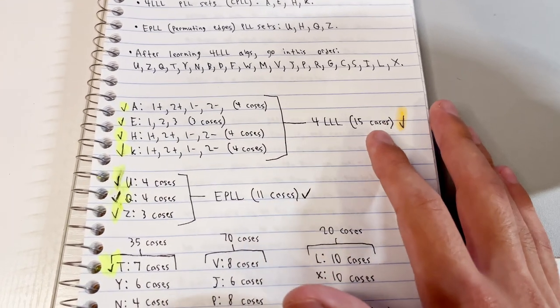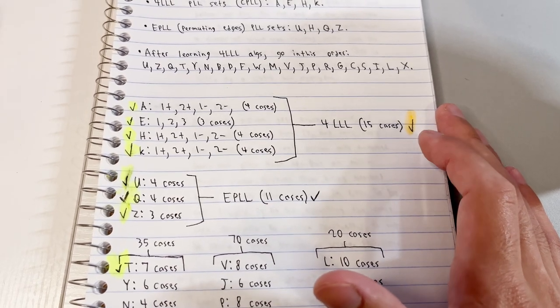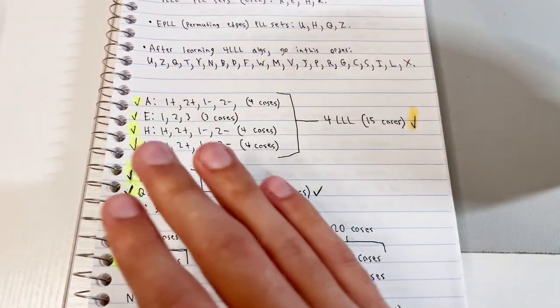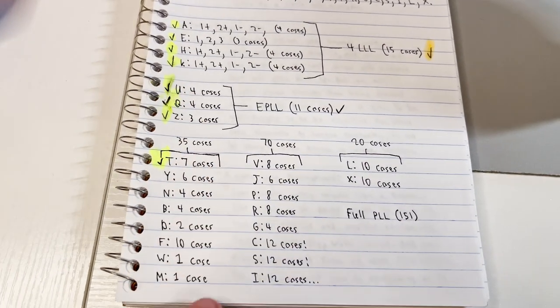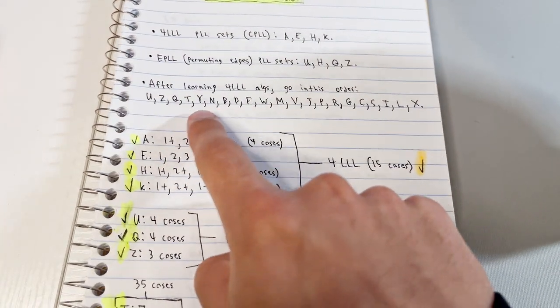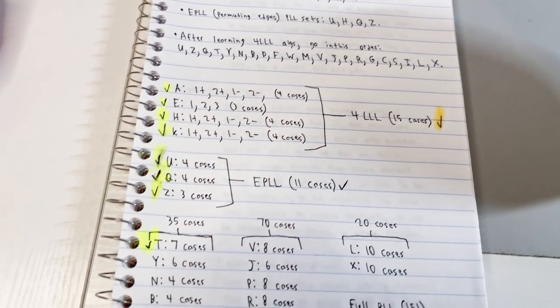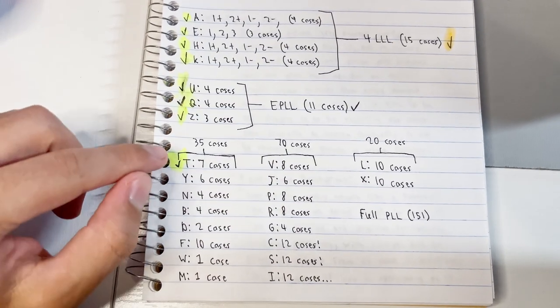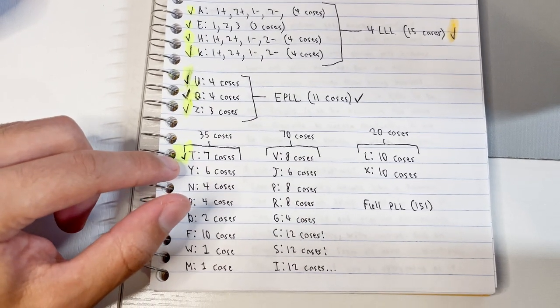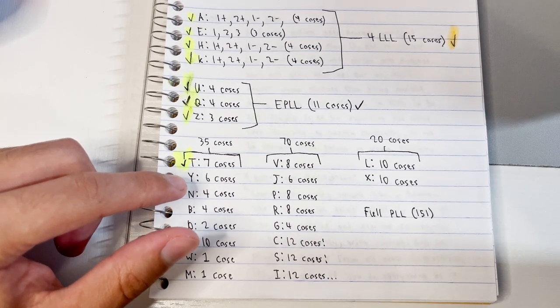And then whenever I'm done with a full case, I put a check mark and highlight it to show that I'm done with this whole category here. And I wrote everything in the same order as is recommended into this Google Sheet, from the Google Doc. So now I'm starting T perm. I did all the T perms, so next I'm doing Y perm.